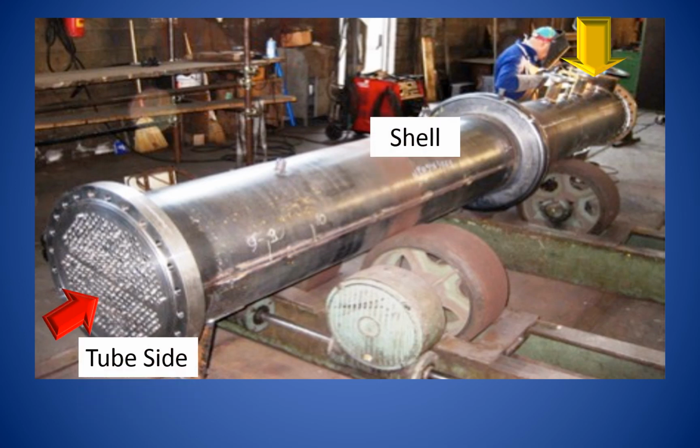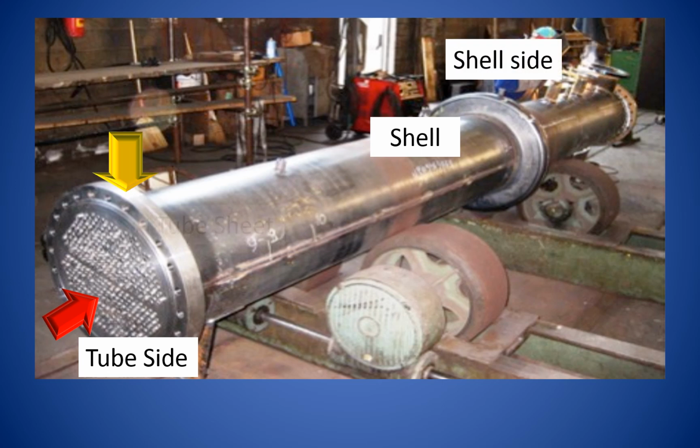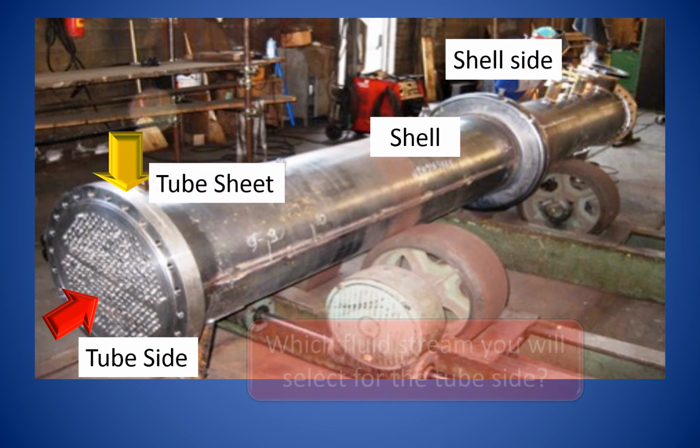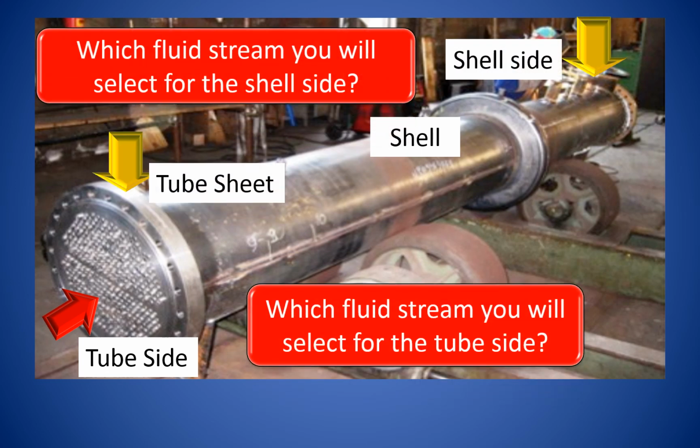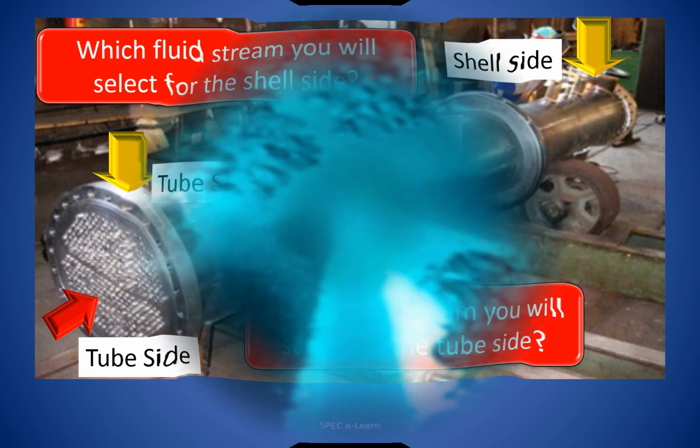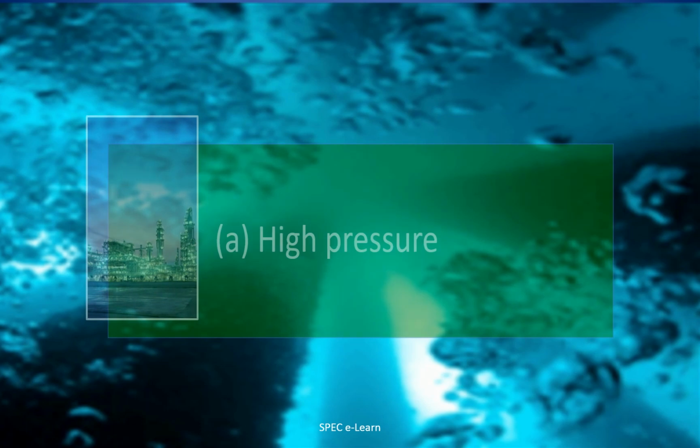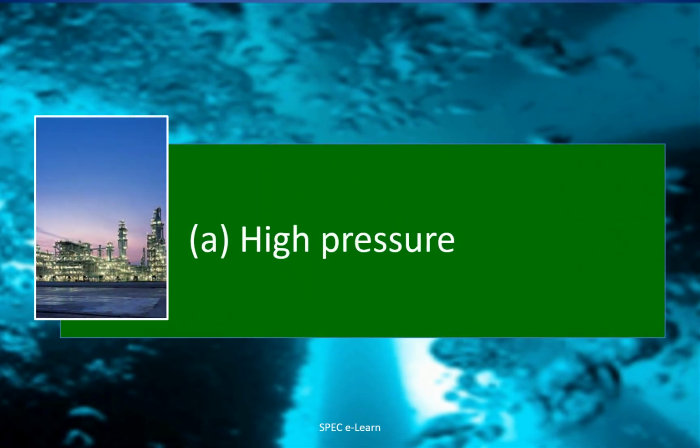Which fluid stream will you select for the shell side? Which fluid stream will you select for the tube side? High pressure. High pressure is one of the factors in making the choice.